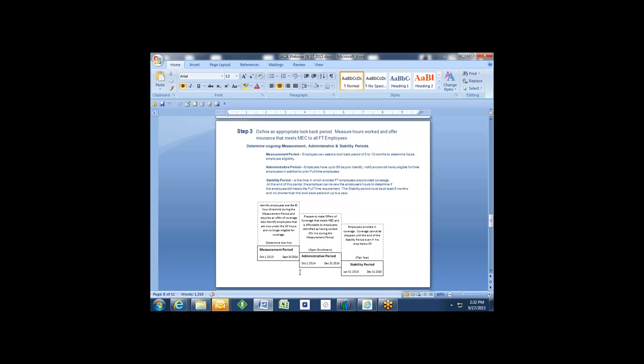The measurement periods can be from 3 to 12 months. You have to be real careful with that, because in a lot of cases, if you drop down months, your averages might go up, but you just have to figure out what's best for you. The administrative period can be no more than 90 days, and the stability period is usually your plan year. It has to be the exact same length as your measurement period. So if you're using your plan year to do the stability period, then you're going to have to use that same time frame for your measurement period of the prior year.